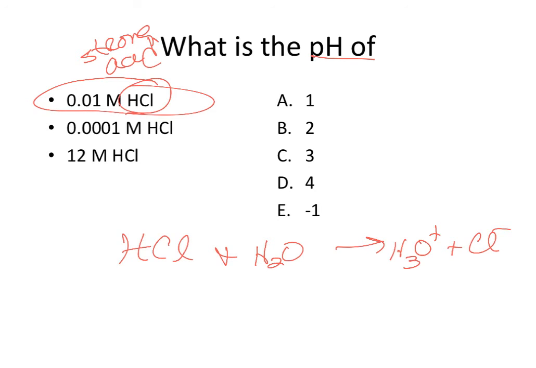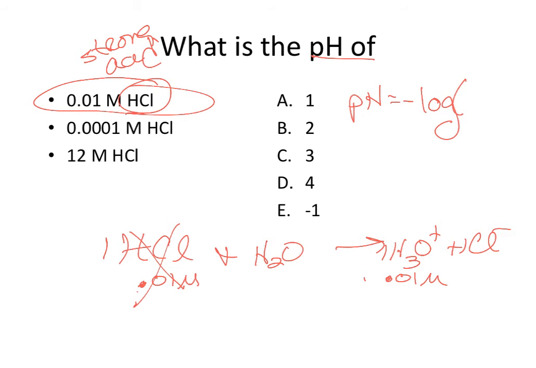Sorry about that. And so we started out at 0.01 molar hydrochloric acid. And because of the stoichiometry, 100% of that's going to be converted so that we end up with 0.01 molar hydronium ion. And so now define the pH just like normal. pH equals minus log of the concentration of hydronium ion, which is 0.01. And so the pH of that is 2.